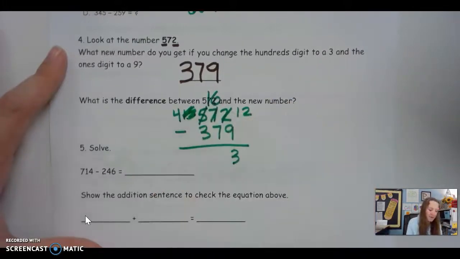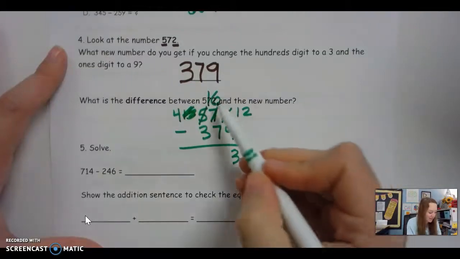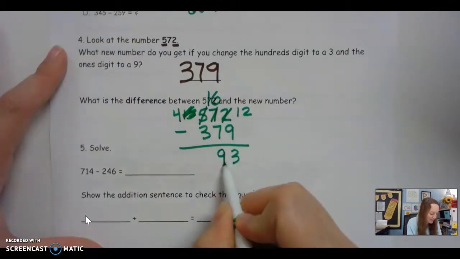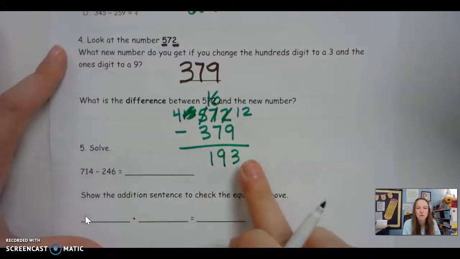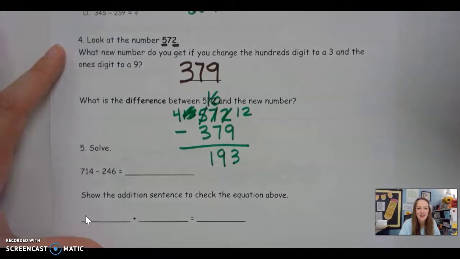And my 6 becomes a 16. So 16 minus 7 is 9. And 4 minus 3 is 1. So you should get the answer 193. Remember, if I'm going too quickly, feel free to pause.